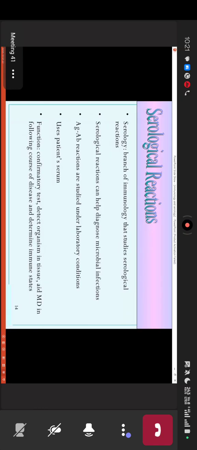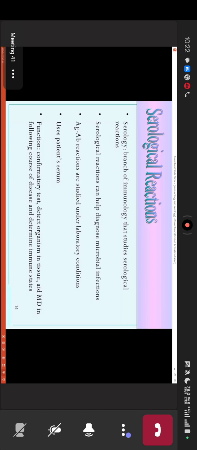Right? Now, serology. There are different serological tests or reactions which we use to study the serum. So first of all, serology. Serology is basically the branch of immunology that deals with serological reactions. It helps to diagnose microbial infection. Antigen-antibody reactions are studied under this branch, right? Basically, immunology and serology come under the branch of microbiology. Here we specifically use the patient serum for our study.